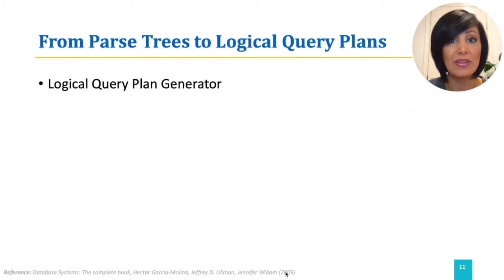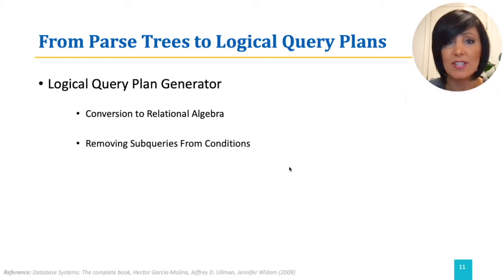A SQL query, after being parsed, will go through a number of steps to generate the logical query plan. For example, conversion to relational algebraic representation, as we discussed. Removing subqueries from conditions also happens as one of the steps in conversion to the array tree. After these two steps, we have converted the parse tree to an initial query plan represented by an array tree.